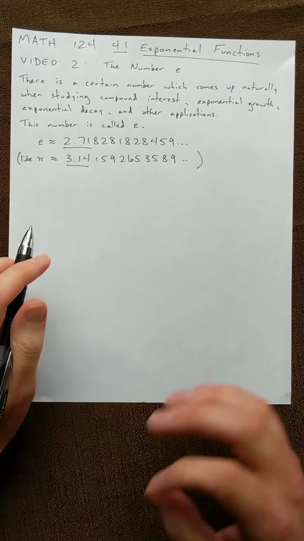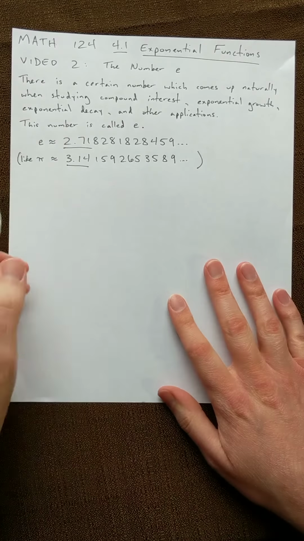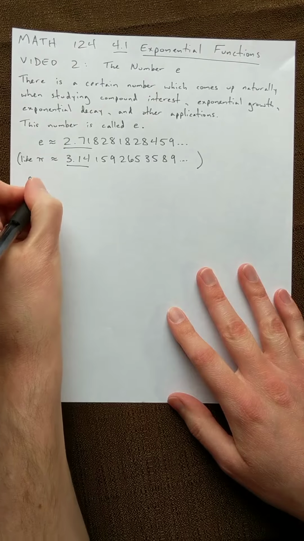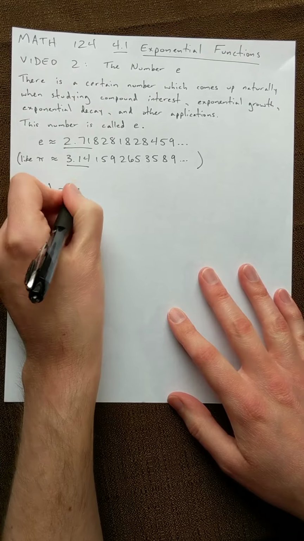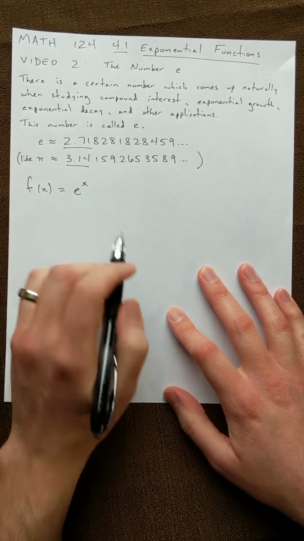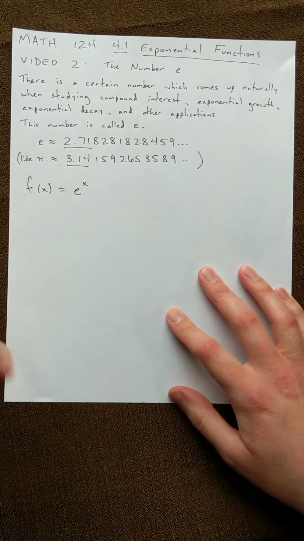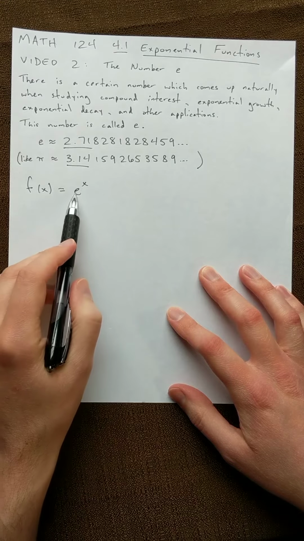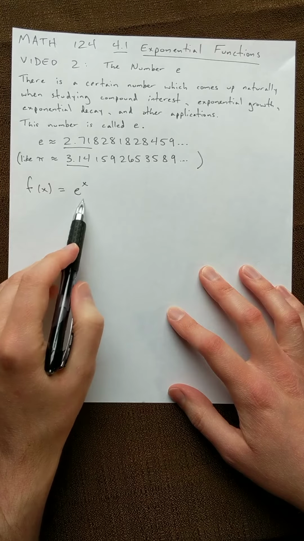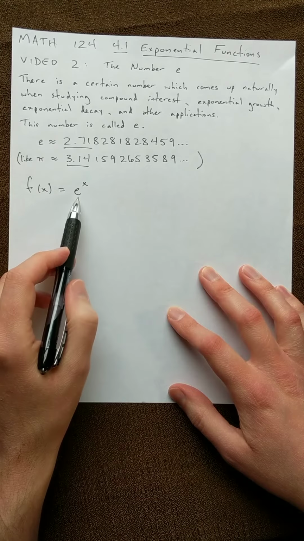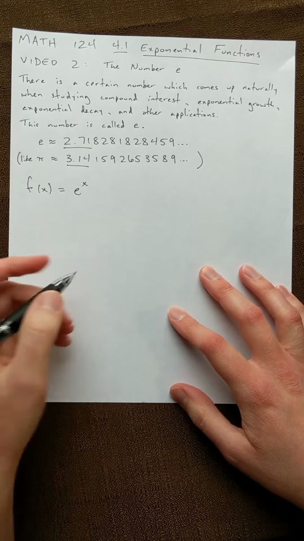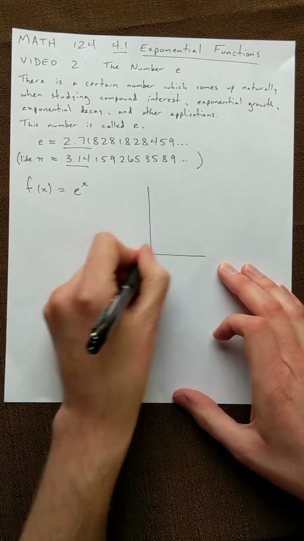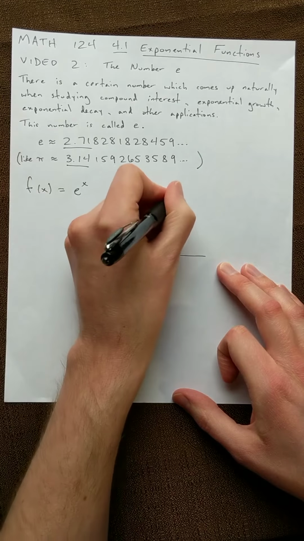Okay, so let's start off by talking about the graph. This is going to show up in the function f of x is equal to e to the x. We talked about in the last video that exponential graphs are determined by whether the base is bigger than 1 or smaller than 1, and e is 2.7, so that's bigger than 1.